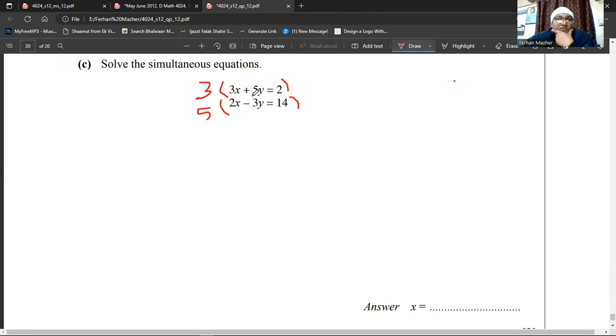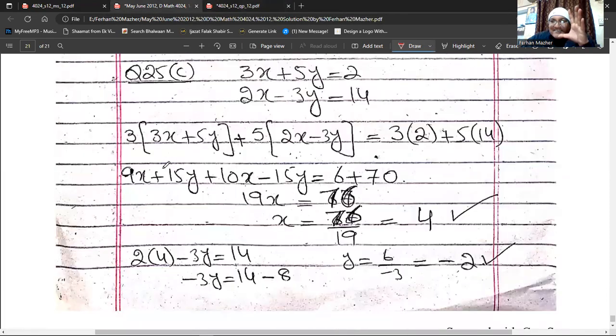Then what will happen? The y will become 15 here. The y will become minus 15. When you add them, they will be cancelled. You will be left with only the x, and you will get the value of the x. That's the strategy. Okay, so multiply the first equation with the 3 plus the second equation with the 5. And add them, I mean, the left side will be added with the left, the right side will be added with the right side. Okay, 3 bracket 3x plus 5y, bracket close, plus 5 bracket 2x minus 3y, bracket close is equal to 3 into 2 plus 5 into 14.